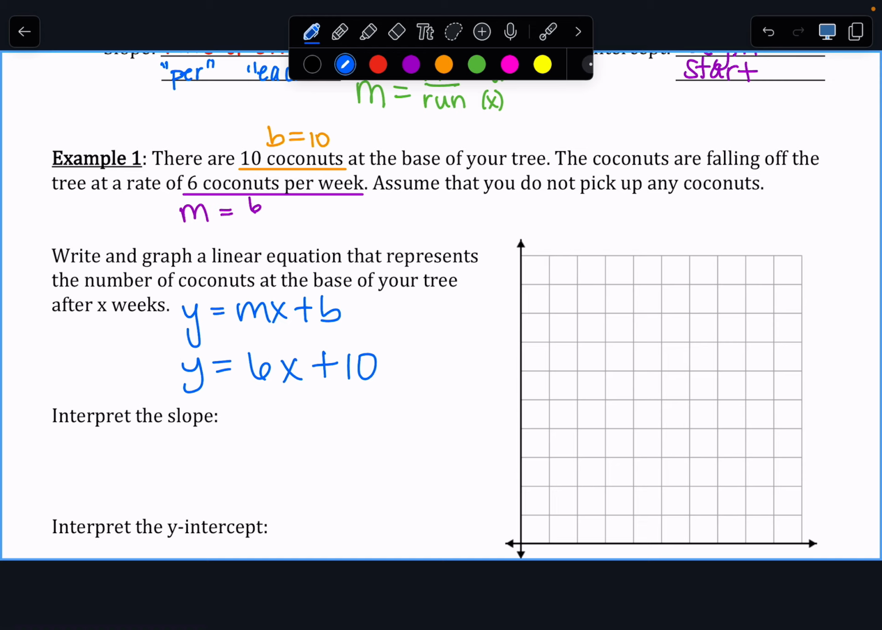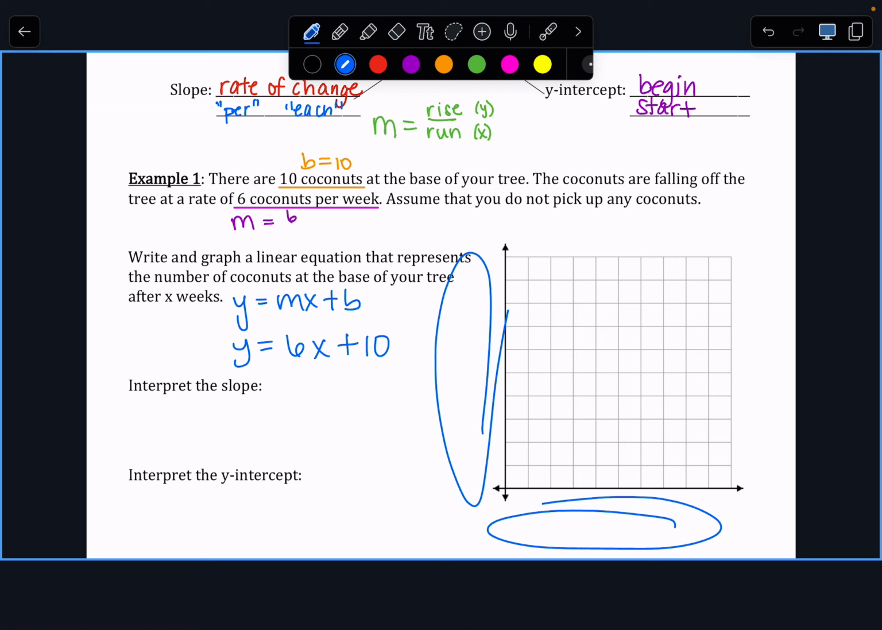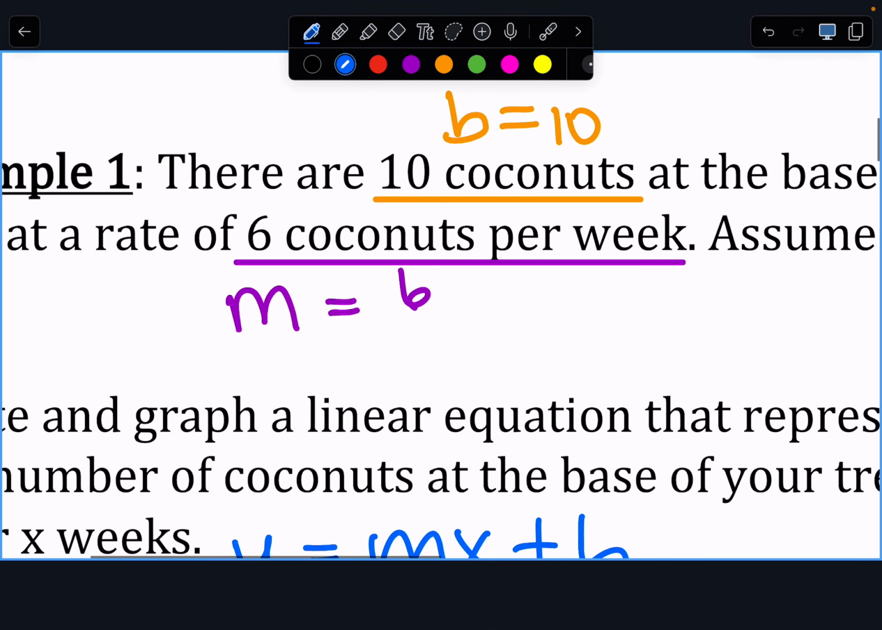Okay. So this is what we're gonna do. We need to graph this. Okay? And I gotta figure out we have weeks and we have coconuts. So I gotta figure out, is the x-axis or the y-axis coconuts? Which one is weeks? Okay? So let's think of this. Our slope is 6 coconuts per week. So it's not a fraction, so I'm going to make it 6 over 1. Okay? Coconuts per week. So this is what I'm going to write. Coconuts per week.